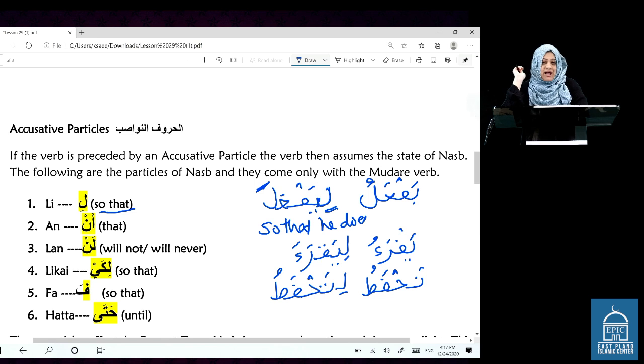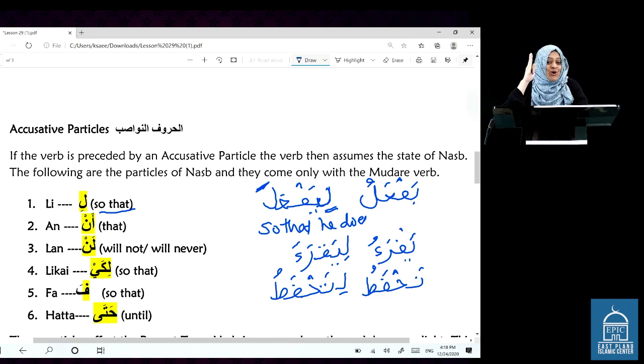There are a few other applications. I'm not going to go into them right now, but just go ahead and practice these. You have the particles of jazm, which are called al-huruf al-jawazim, and then you have the particles of nasab, which are called al-huruf al-nawasib. Jazm makes it jazm, nasab makes it nasab.